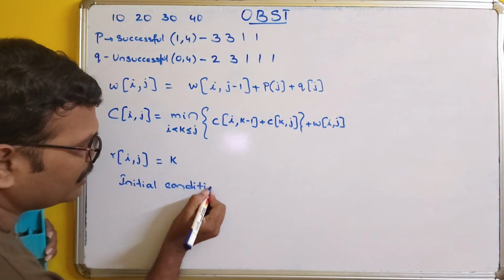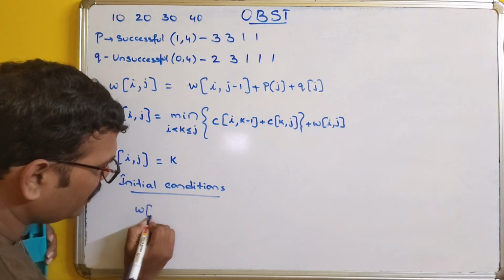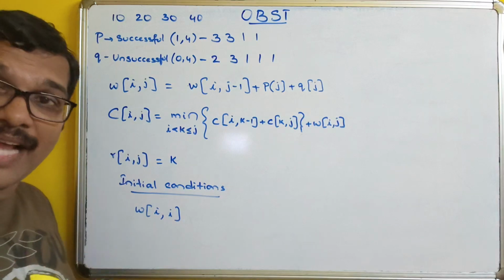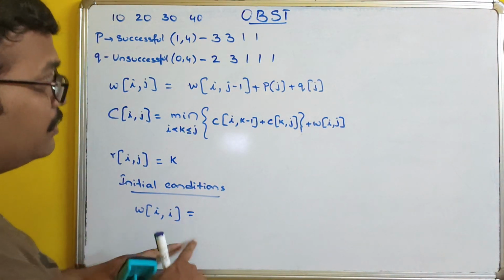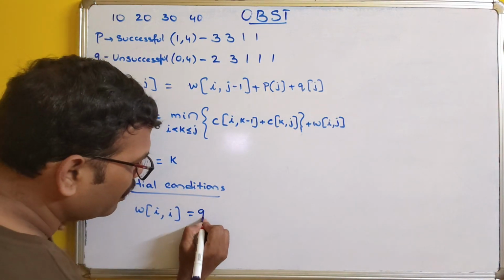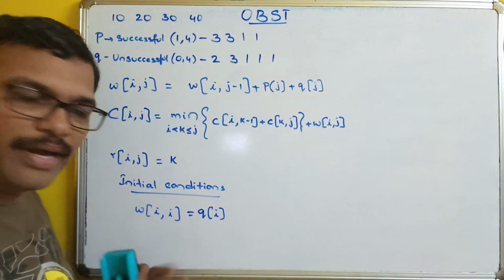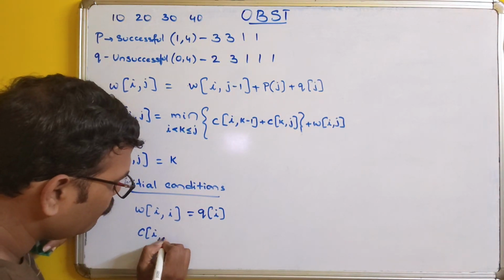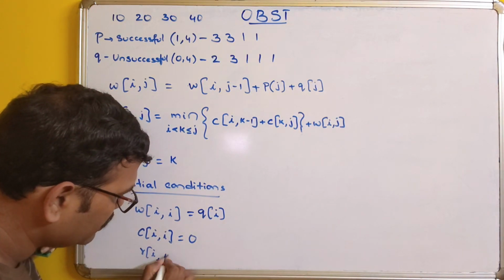Initial conditions. So what is the initial condition? Whenever it is I comma I, that means whenever j becomes I, that will be q of I. So it will be q of I. And similarly, cost will be 0 and obviously root will be 0.